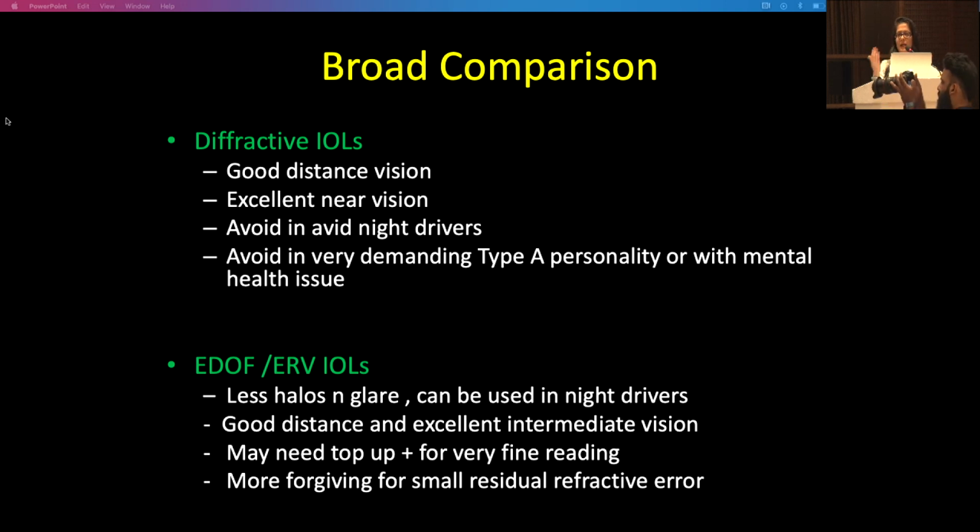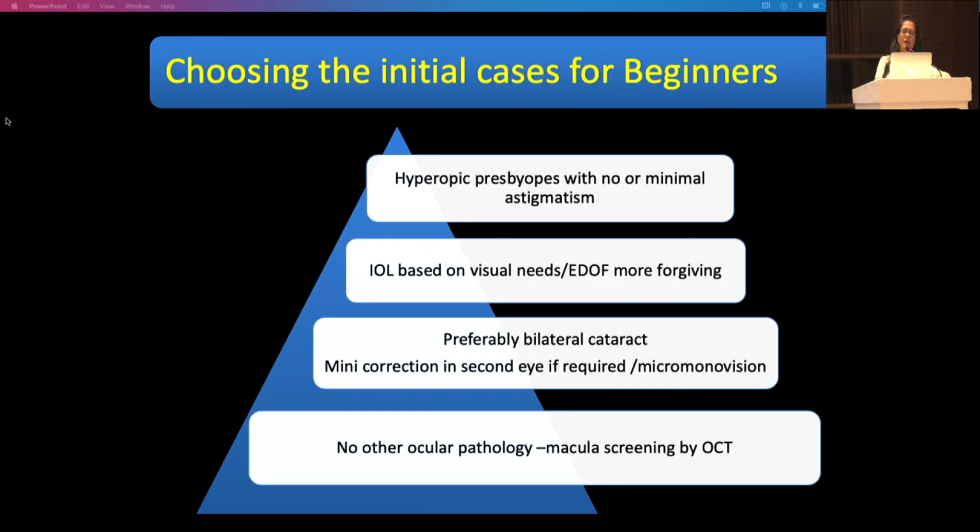You can also do a micro monovision, because that's what we do in our EDOFs and VVT. So one, we aim as close to zero as possible emmetropia, and other, you can keep the next myopic on your biometry, like a minus 0.25 or a 0.3. So that is a broad comparison in choosing the type of presbyopic lenses. The last slide is on what kind of cases to choose if you're starting your presbyopic practice. Is hypero presbyopes. They are the most happy with whatever they get, minimal astigmatism.